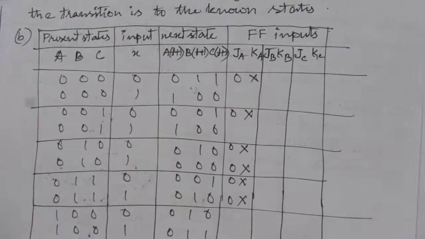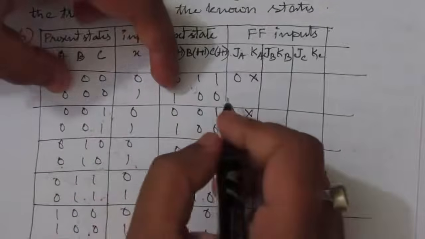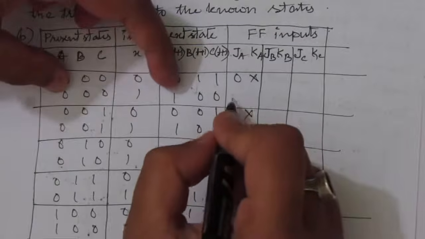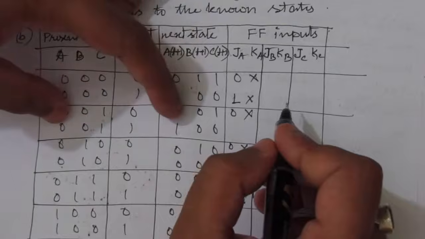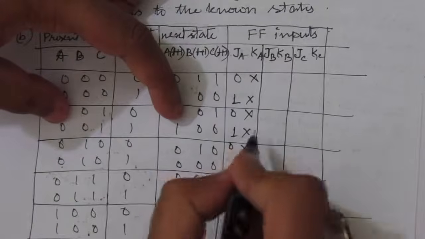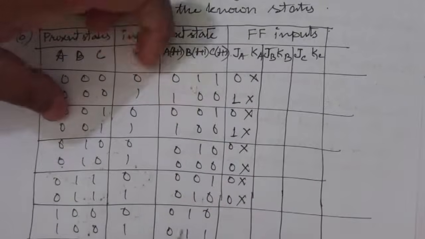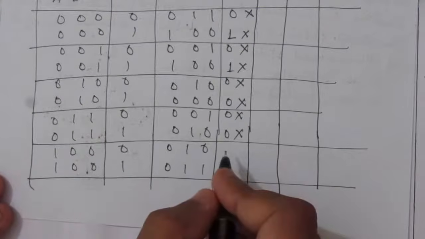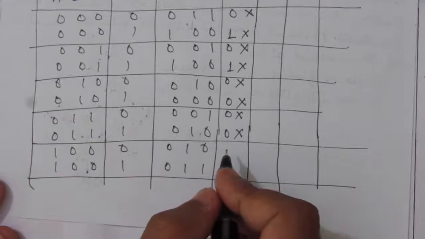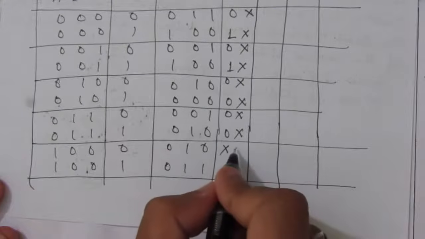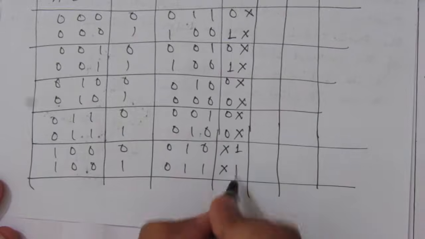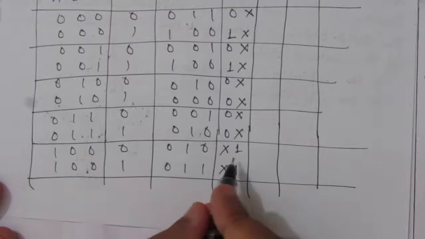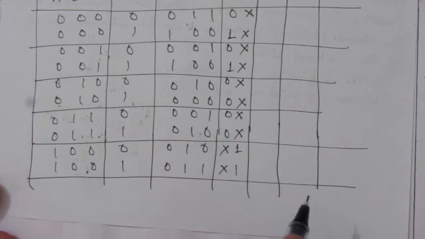For 0 1, so for present state 0 and next state 1, we'll have 1 and don't care condition. For 0 1, 1 and don't care. Next we are remaining with 1 0 and 1 0. For 1 0 we'll have don't care, 1, and don't care, 1. This is using the excitation table of JK flip-flop.